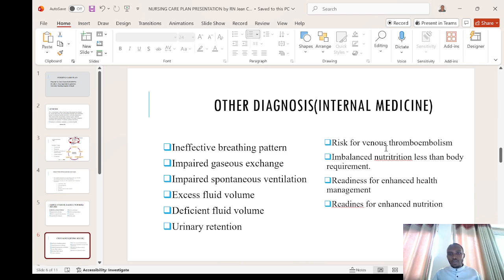This one can be a good nursing diagnosis. There is a risk for venous thrombosis. When someone is bedridden for a long period of time, he or she is at risk of venous thrombosis. When you administer thrombolytic drugs, you can use this one. Imbalanced nutrition less than body requirement, like those who are malnourished. Readiness for enhanced health management. This is a wellness diagnosis where you are in health promotion. Readiness for enhanced nutrition. You want to provide nutrition so that the life of the patient can be much better. So when you are in wellness diagnosis, you can use these ones.